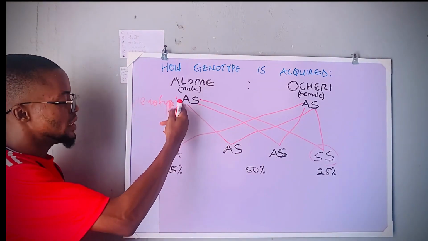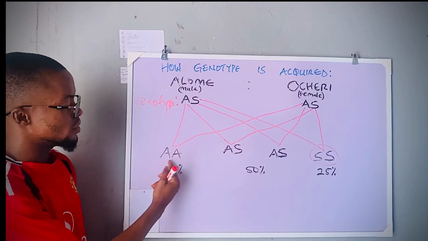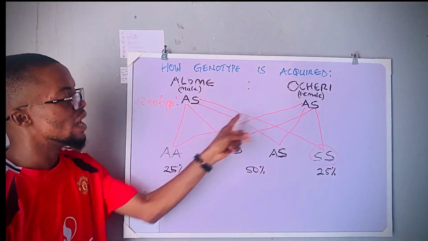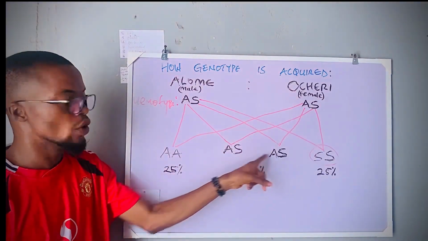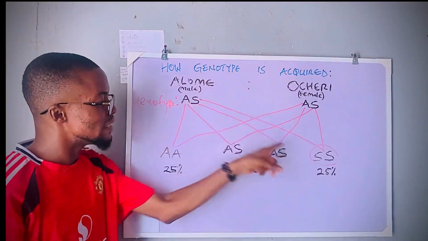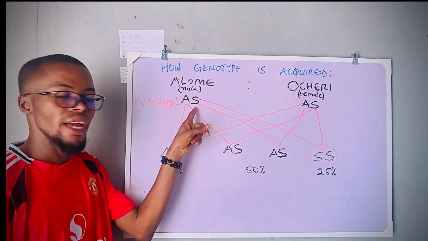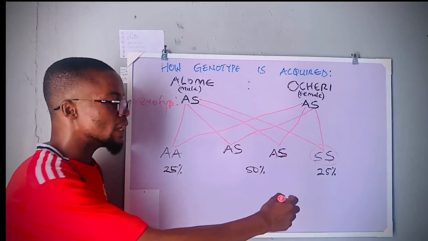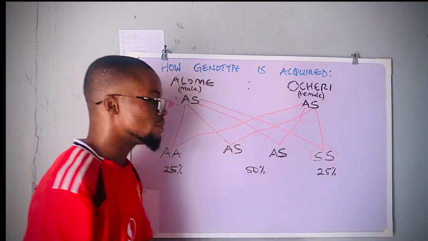If Alome is donating A and Ocheri is donating A, they are going to have AA. This is how it works. And if Alome chooses to donate S and Ocheri is donating A, they are going to have AS, definitely. However, if Alome is coming with S and Ocheri is coming with S, they are going to have SS. So the chance of giving birth to SS is 25%.